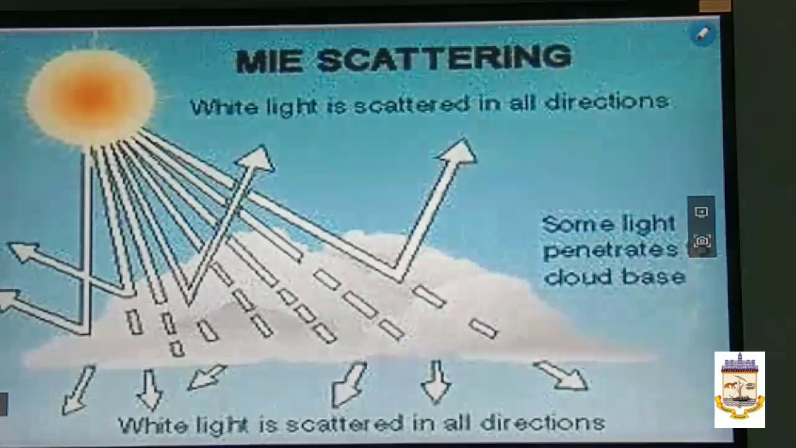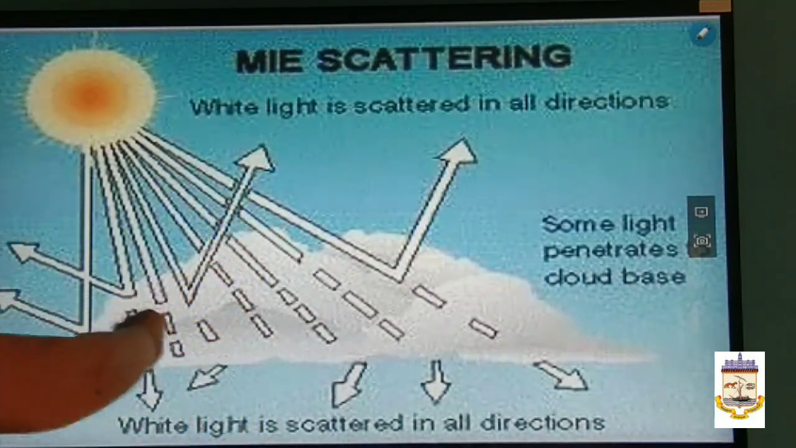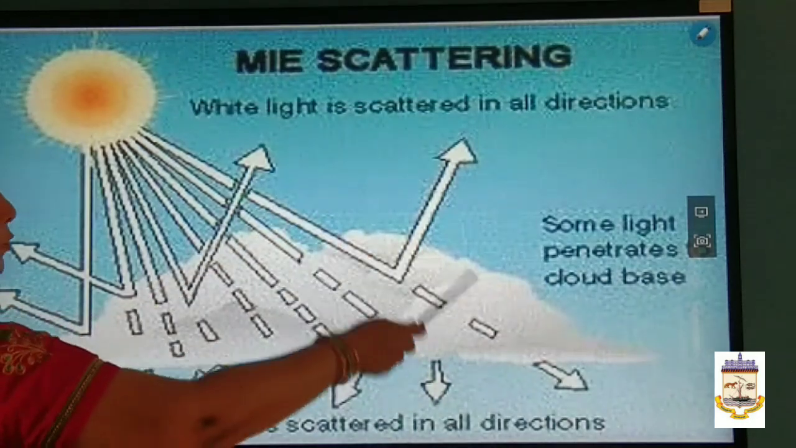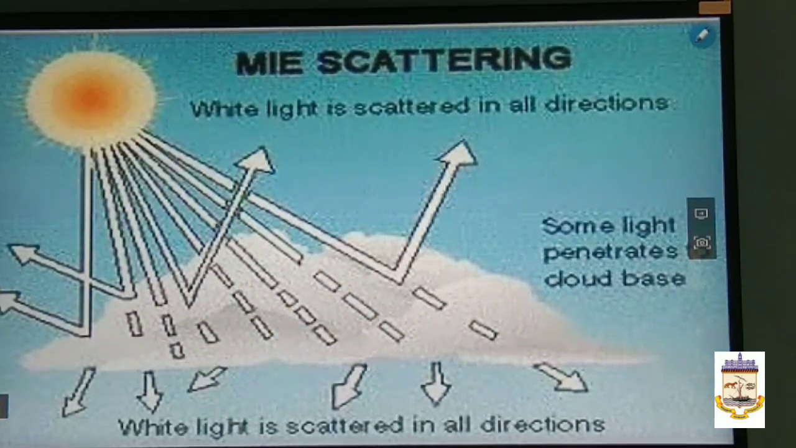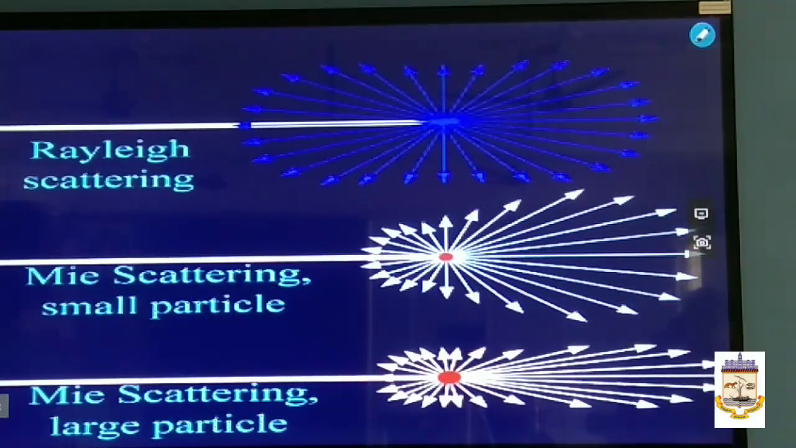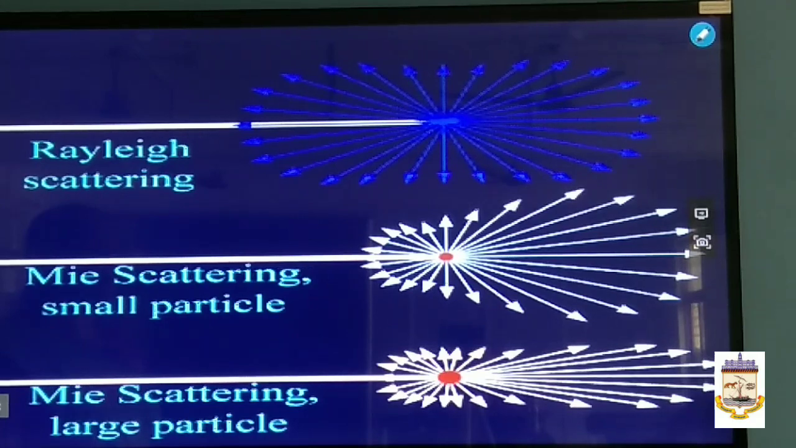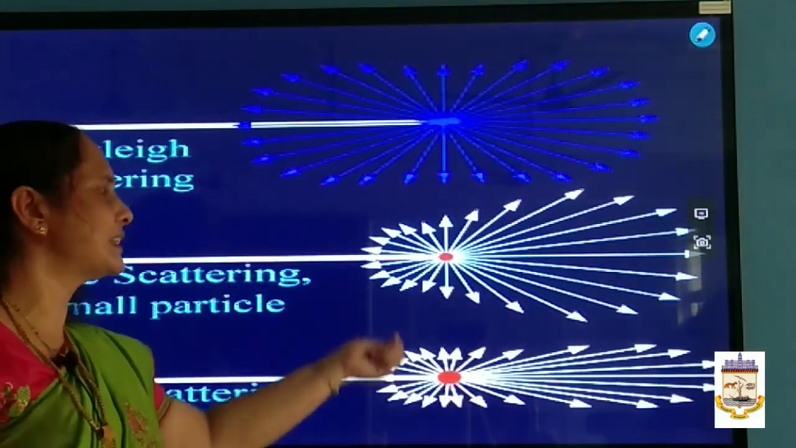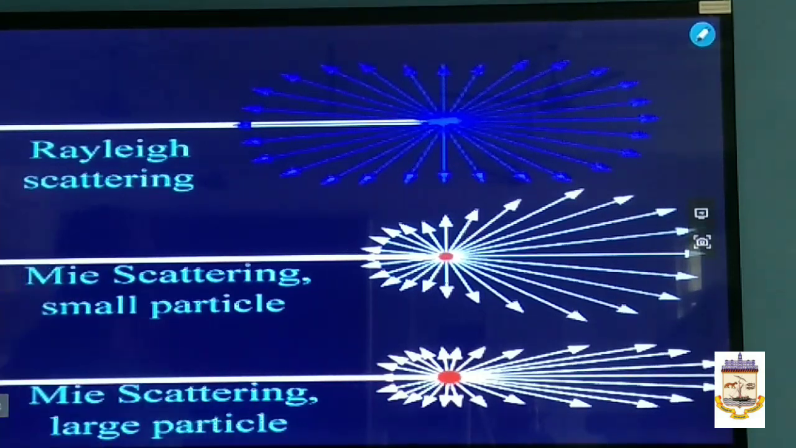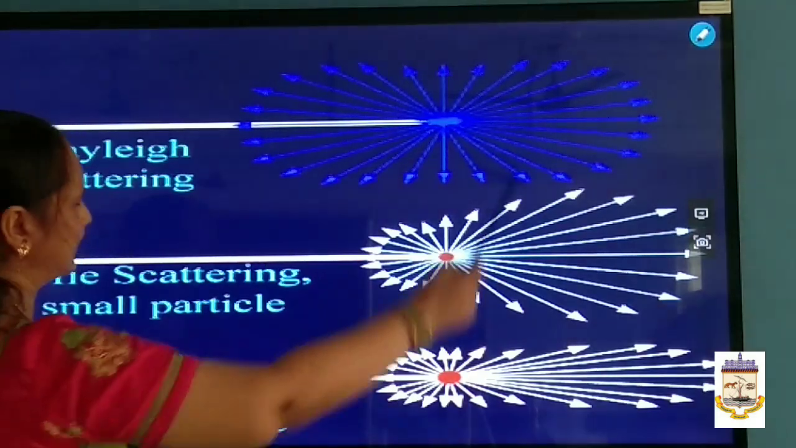Can you see this, children? Here, the sun's rays, when they fall on the water molecules in the atmosphere, all scatter equally in all directions. Therefore, when they reach us, all the rays reach us, and we can see only the white color of the sun's light. See the comparison of Rayleigh scattering and Mie scattering. Rayleigh scattering purely depends on the wavelength, but Mie scattering depends on the size of the scatterer. Can you see the red particles here? Yes, as the size of the particle increases, you can see how it is getting scattered.